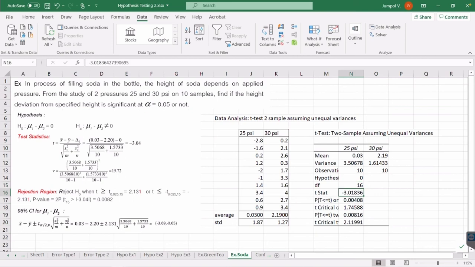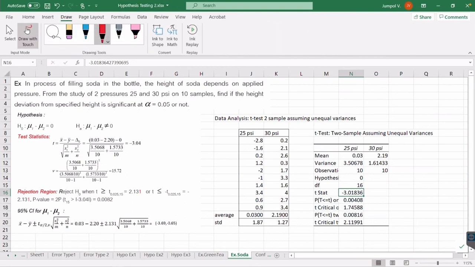And compare the result here with the result in the manual method. You can see that here and here they are similar. So this is a two-tailed test. So the p-value is this compared to this. So we can see that the results from Excel are very similar compared to the manual method.